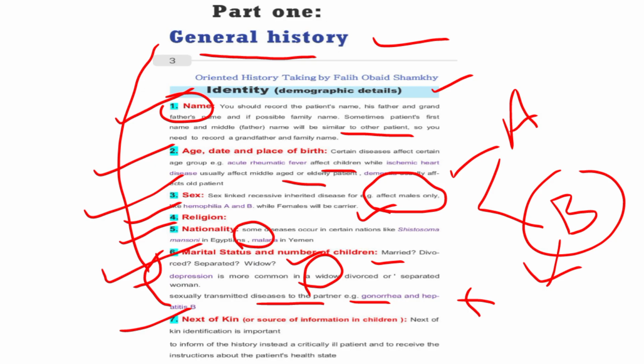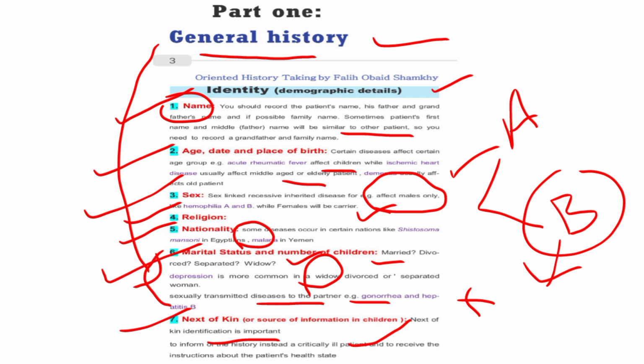Next, the seventh thing, we have the next of kin. What is kin? Any close relative. It's very important because many diseases spread from person to person, so it is very important to ask about the patient's health status. Next of kin identification is important for a critically ill patient, and to receive instructions about the patient's health status.